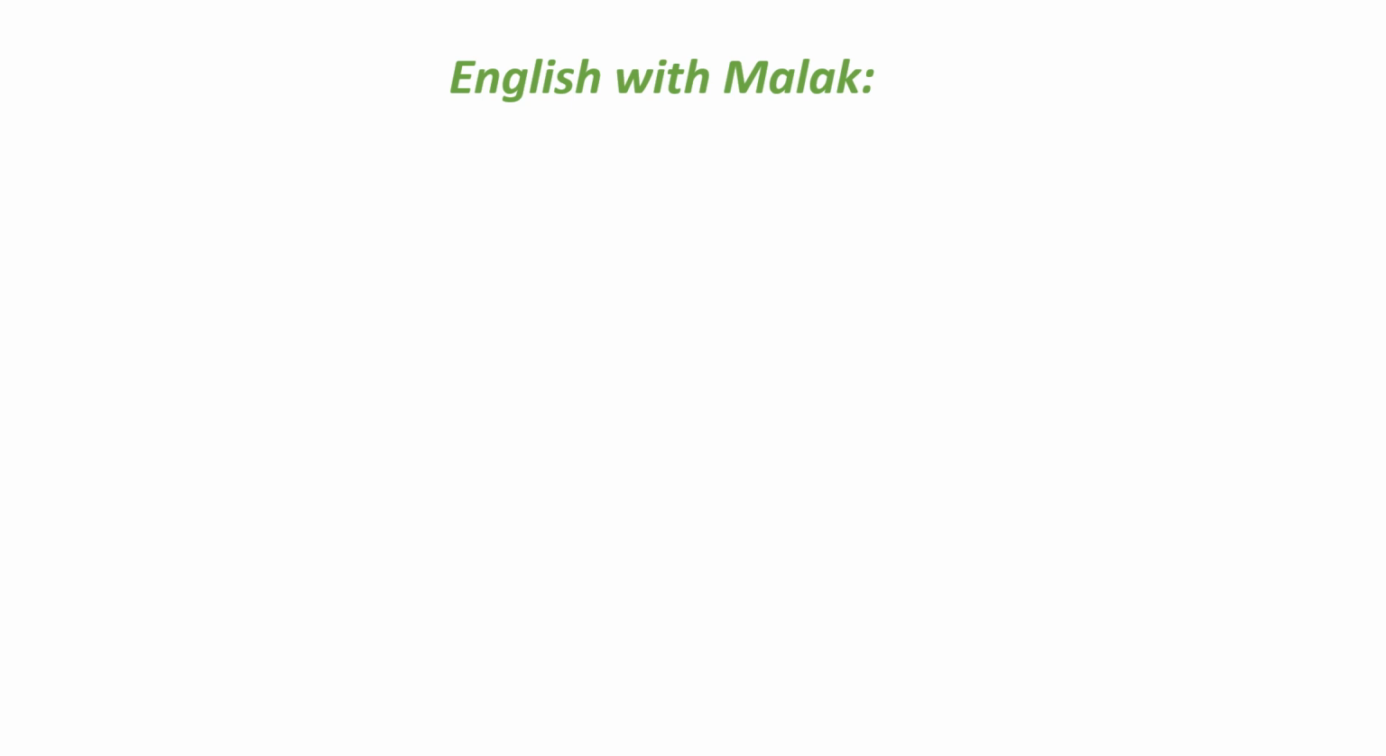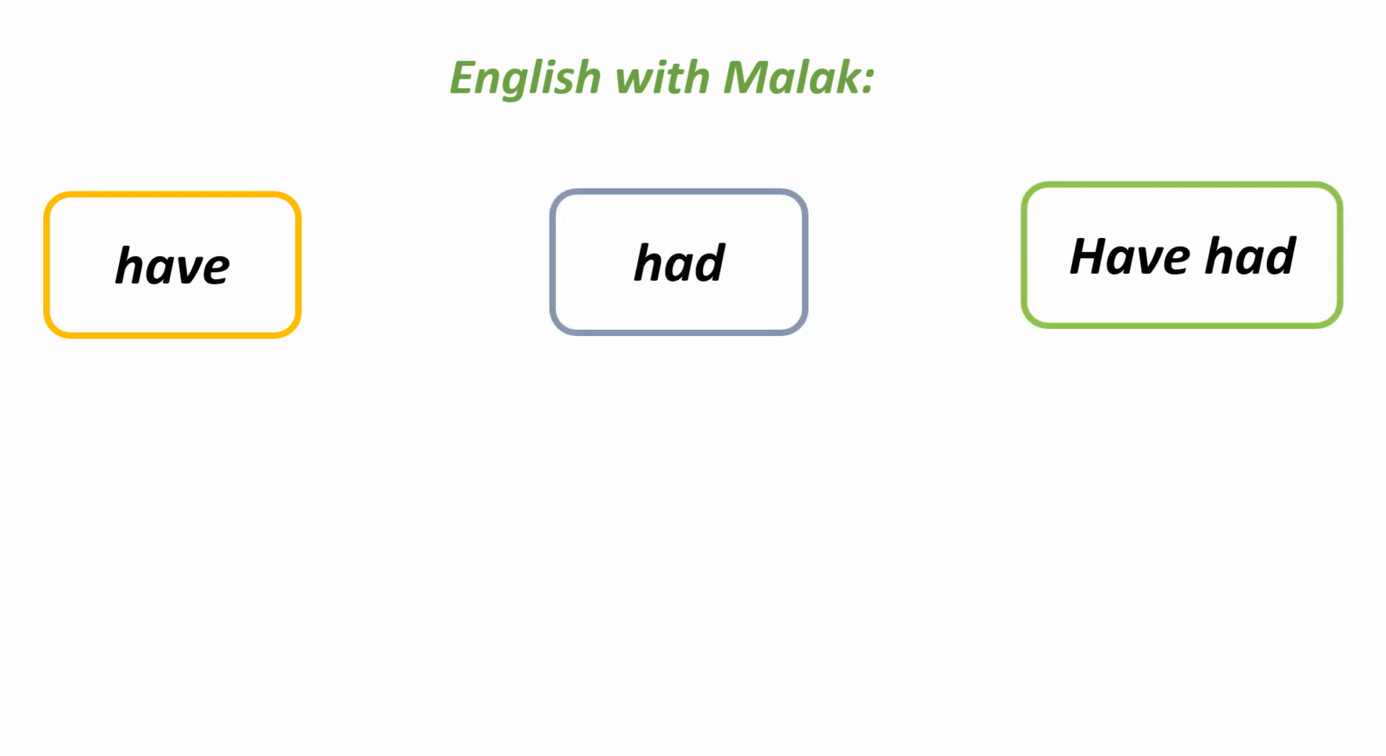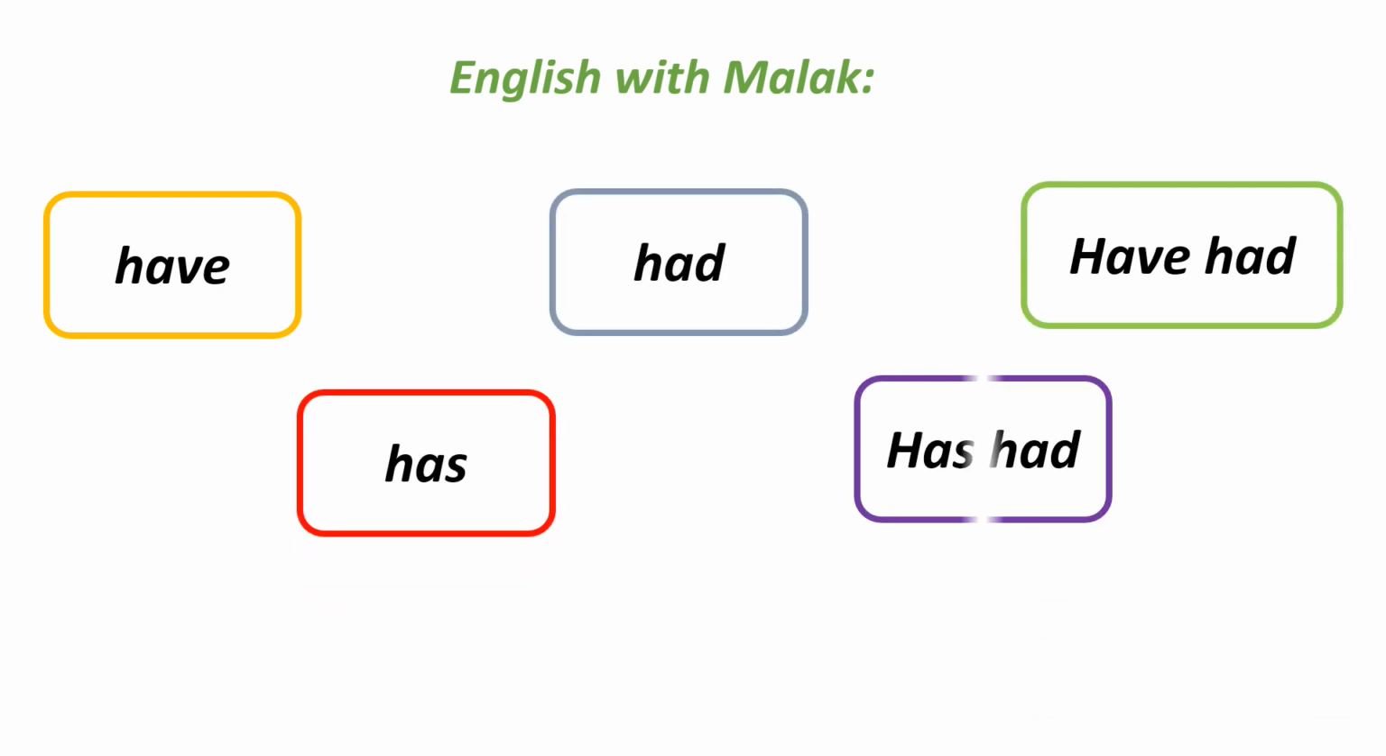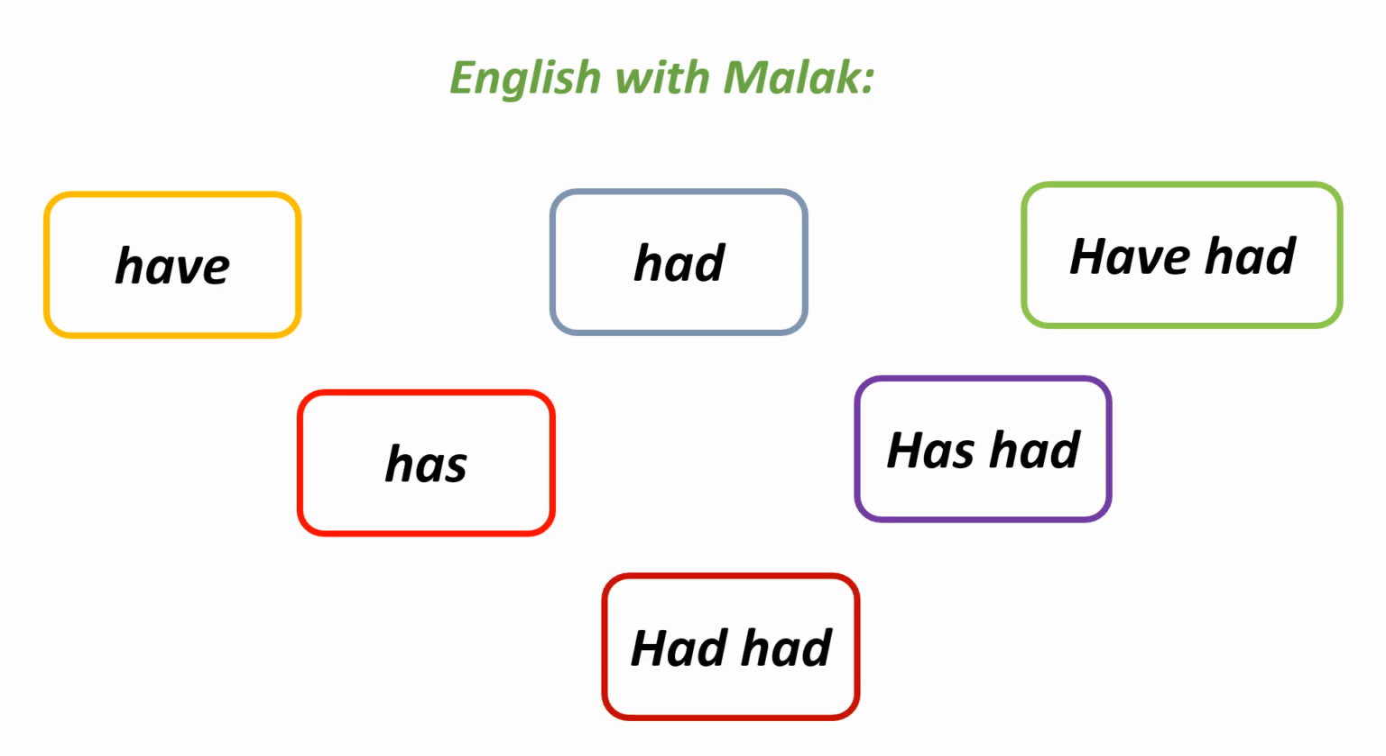Today we will talk about the difference between a lot of confusing words. So the words are have had, has had, and the last one is had. You will have a lot of questions about today's lesson, but I will answer them in our lesson. Let's dive into it.